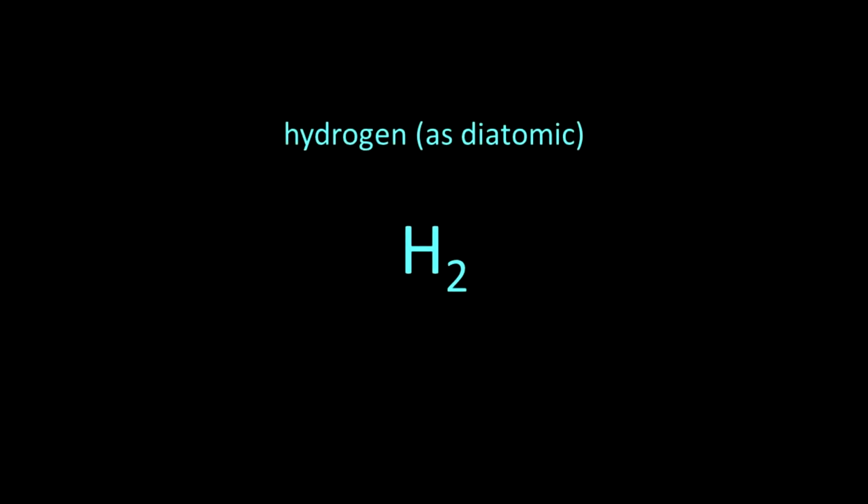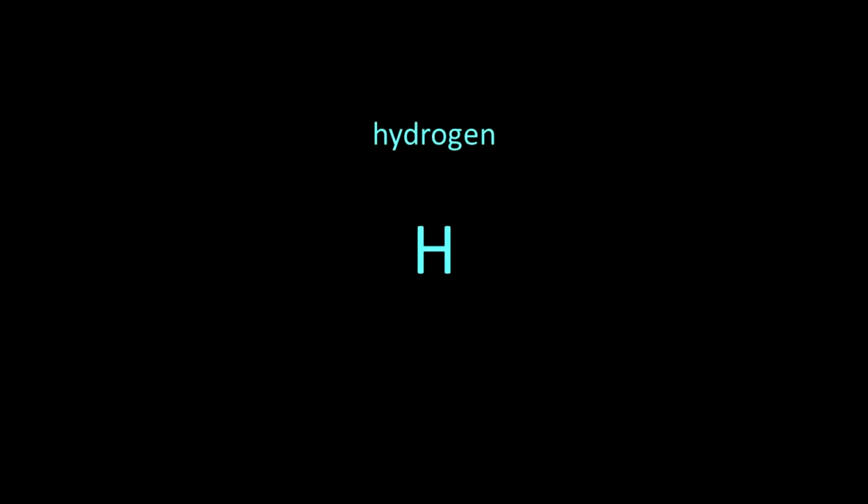Furthermore, when you write the element in its diatomic form, you must include a subscript 2, like shown here for hydrogen. The 2 means that this chemical formula is for a molecule that contains 2 atoms of hydrogen. If you are simply identifying an element like hydrogen from the periodic table and are not referencing its atomic or molecular form, then you would just write H without the 2.